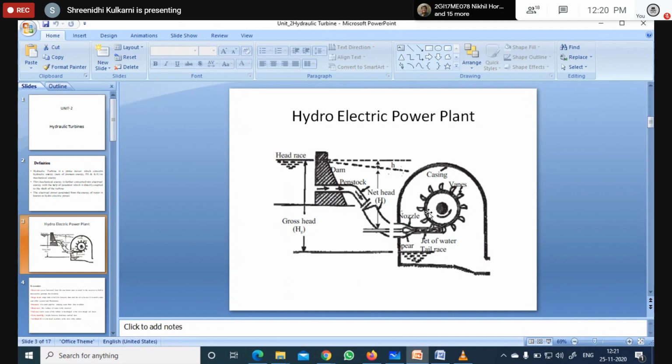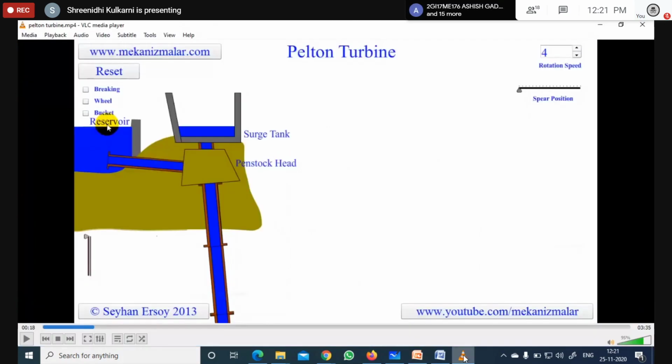Further, this turbine is coupled or connected to the generator. Here we have the shaft, and this shaft is further coupled to the generator. Now I'll come back to the video. Here we can see the reservoir, or simply a dam. After this dam, here we have the surge tank.